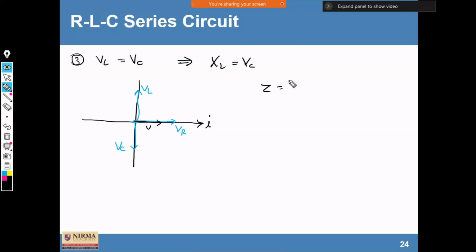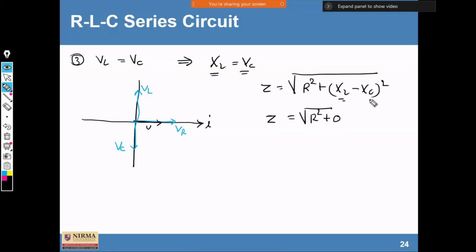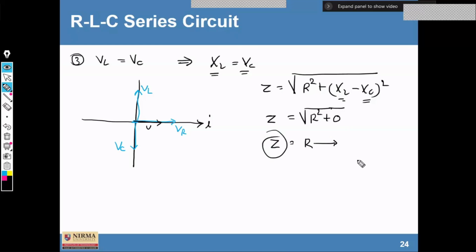So in the equation of impedance, if we write R square plus (XL minus XC) whole square, and the values of XL and XC are equal, then impedance is equal to root of R square plus 0. Finally, the total impedance of the circuit is equal to the resistance. Such a condition is what we consider the resonance condition, and the frequency would be calculated based on the resonant condition.